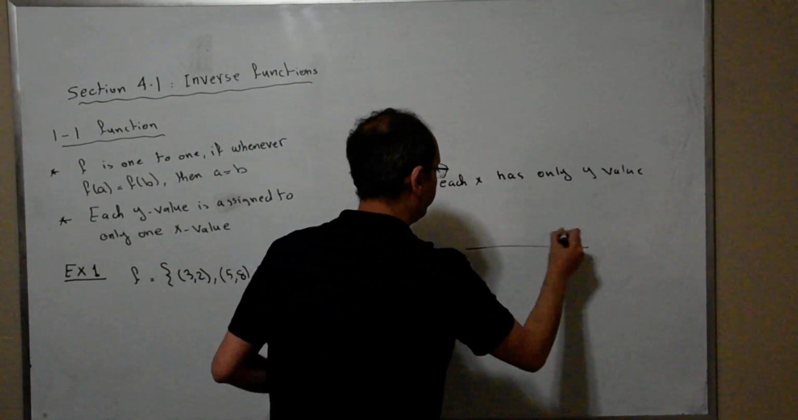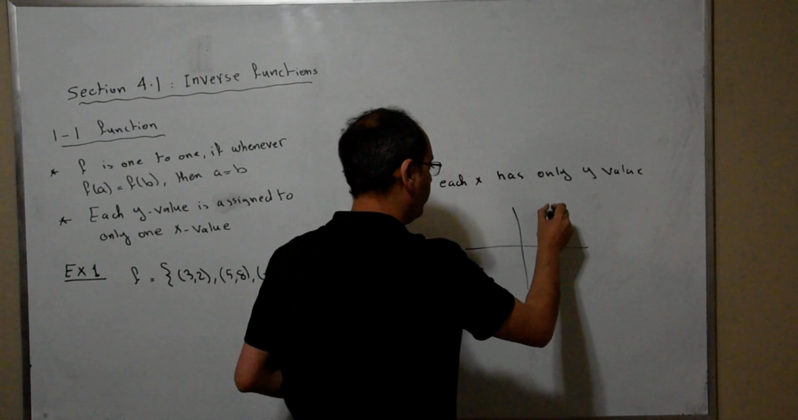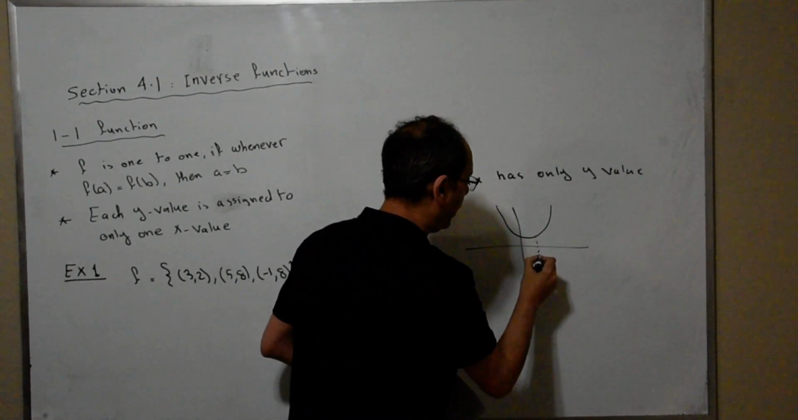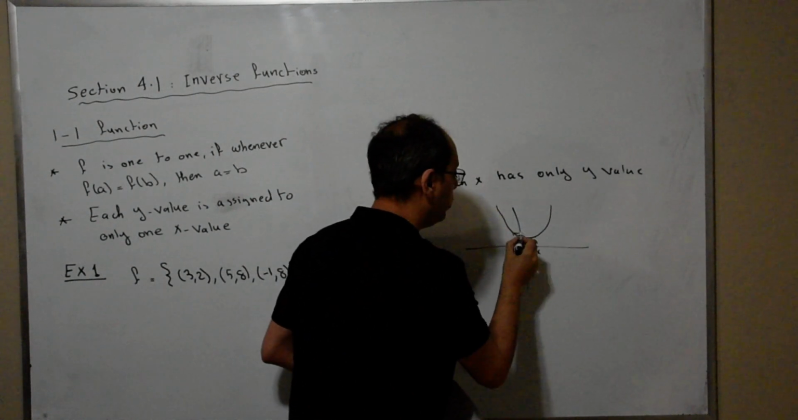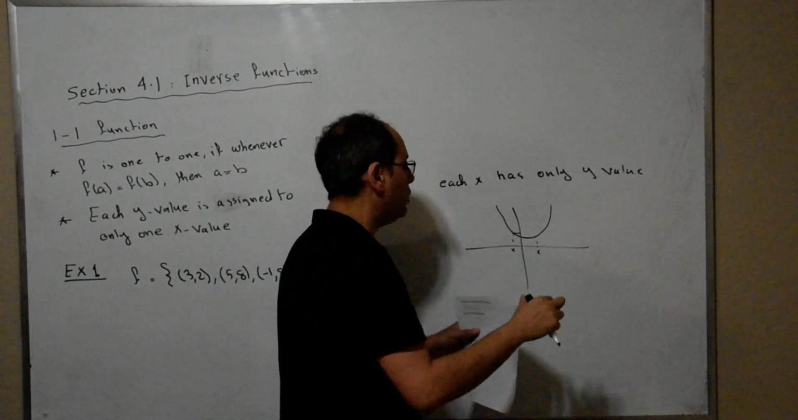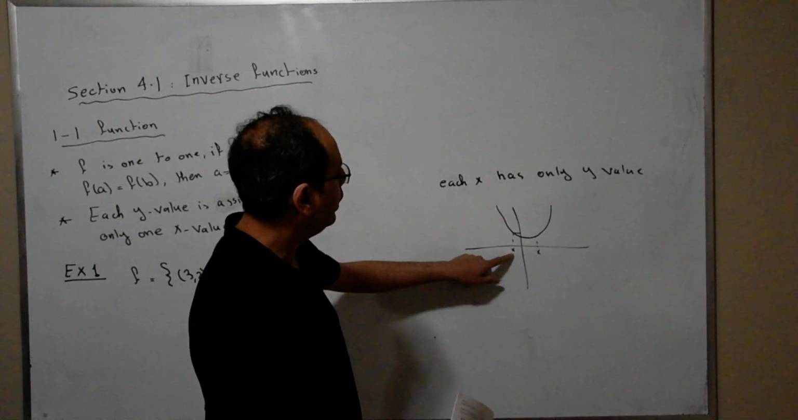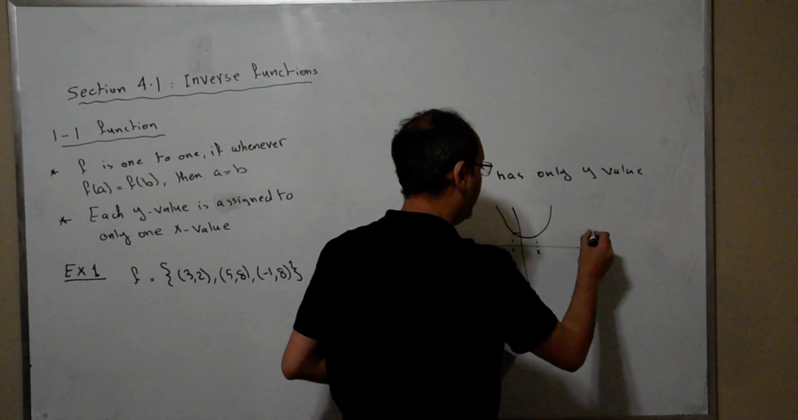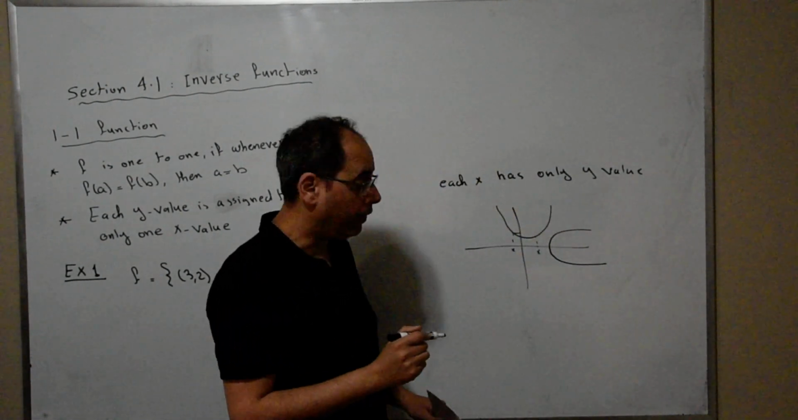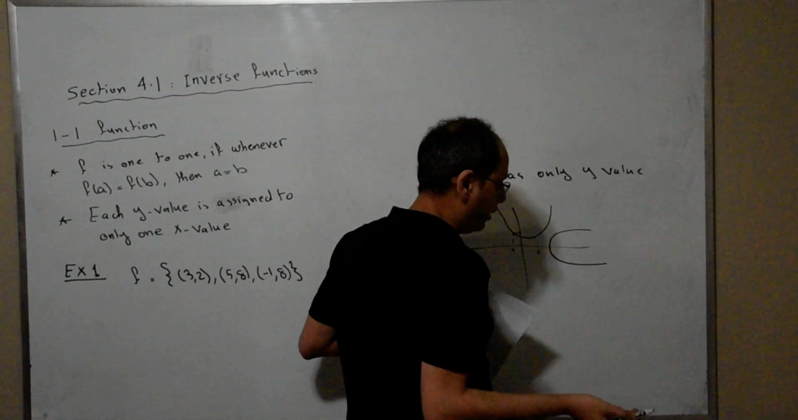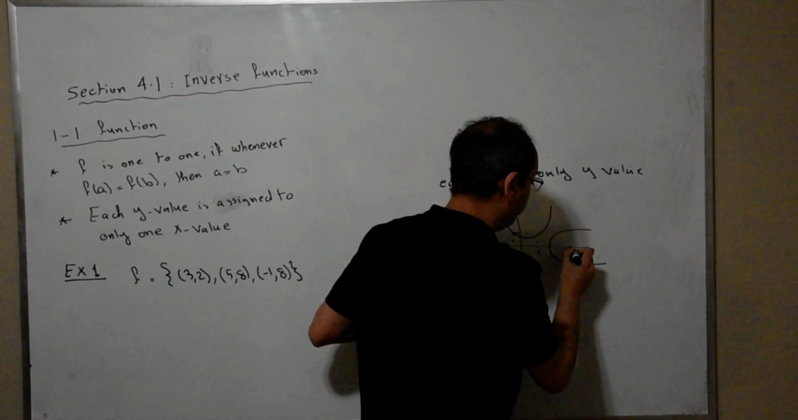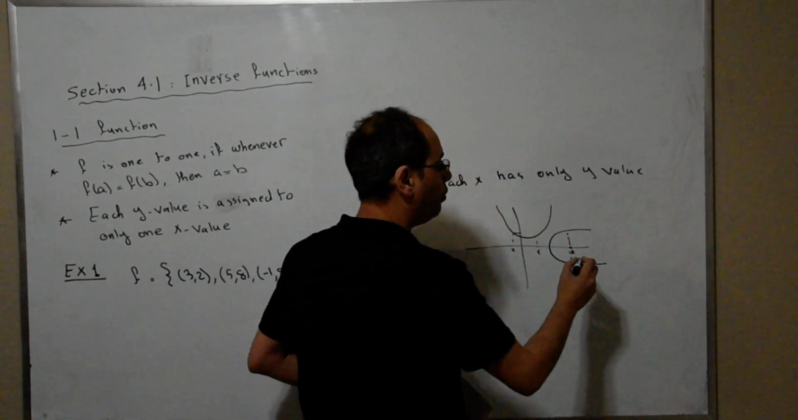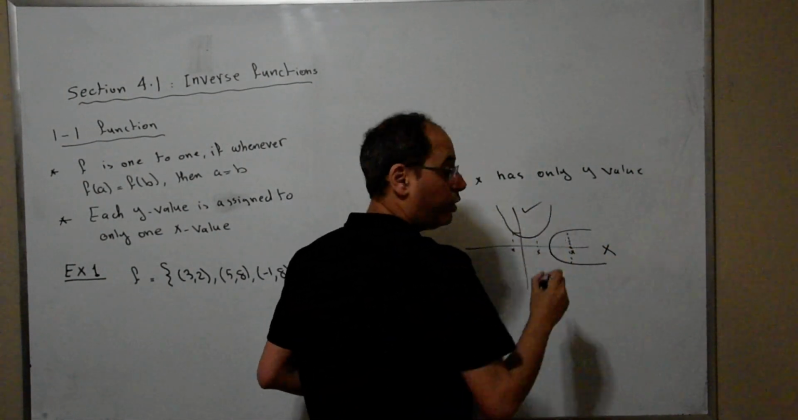For example, x squared: each x has only one value. That means x cannot have two values. On the other hand, a graph like that is just a relation. Here x has two y values. So this is not a function, but this is a function.